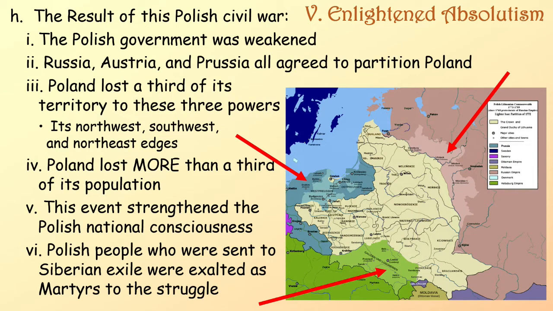So the result of this Polish Civil War was this. The Polish government was weakened. Russia, Austria, and Prussia all agreed to partition Poland. Poland lost a third of its territory to these three powers, its northwest, southwest, and northeast edges, and you can see that on the map. Poland lost more than a third of its population. This event strengthened the Polish national consciousness, and Polish people who were sent to Siberian exile were exalted as martyrs to the struggle.